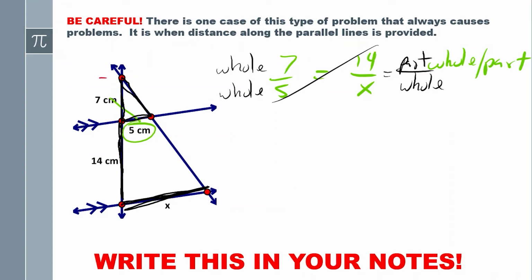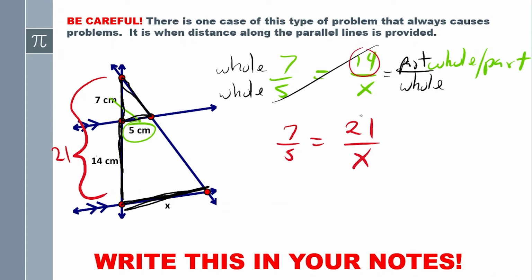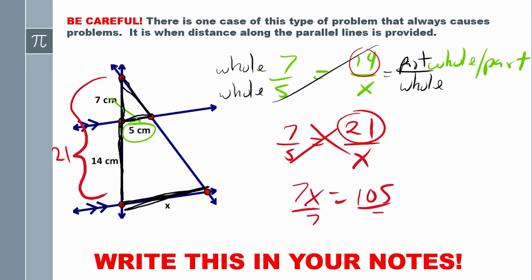Well, notice this side does give us the whole length. It's 21. So now we can compare. Instead of using 14 as to x, we can say 21 is to x. So whole length is to whole length as whole length is to x. Okay, it was this piece that caused the problem. Now we can just cross multiply and divide. Right? So 7x is equal to 105, and then divide both sides by 7, and you get x is 15.